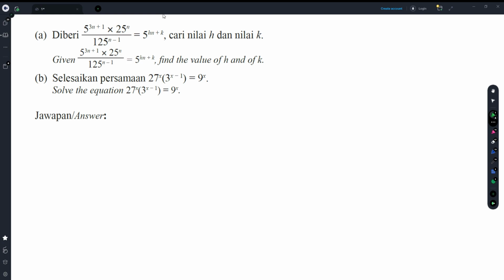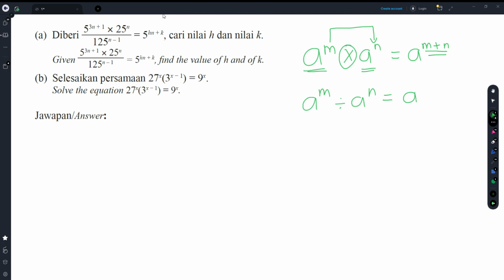The first thing you need to remember is the property you can see on the screen. Whenever you have two bases which are the same, and you multiply those two numbers, you can add the powers together like this. This is very basic knowledge you need for this question. Likewise, whenever there is a divide, the powers should be subtracted. That is what I'm going to do for this question.